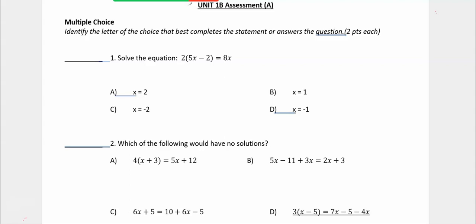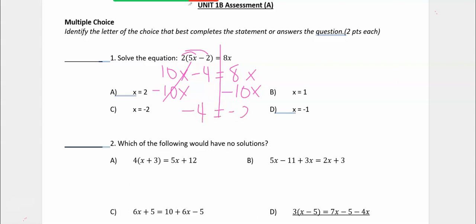Number one just says solve the equation. So first you'd want to distribute, and that would give you 10x minus 4 equals 8x. Now you got to solve for x. I'm not going to move the 8x over. I don't want to deal with 0 on the right side, so I'm going to start by subtracting 10x. And that would give me negative 4 equals negative 2x.